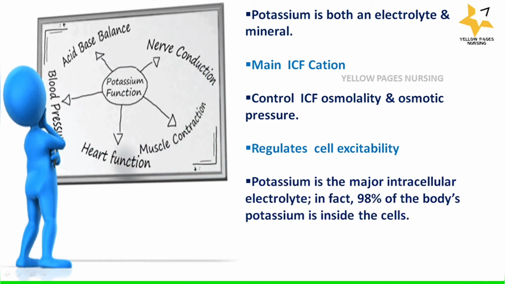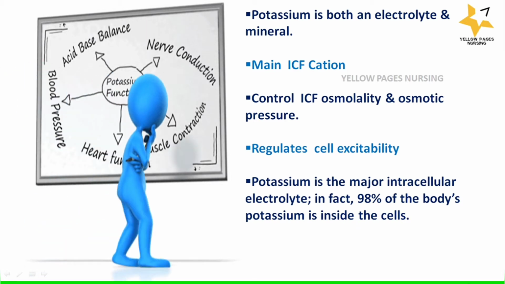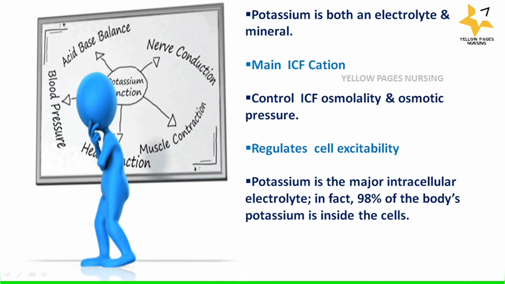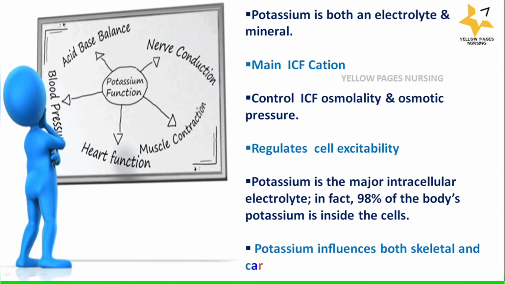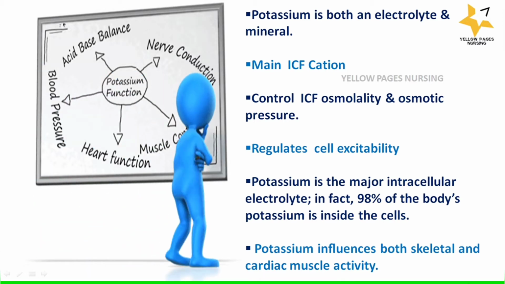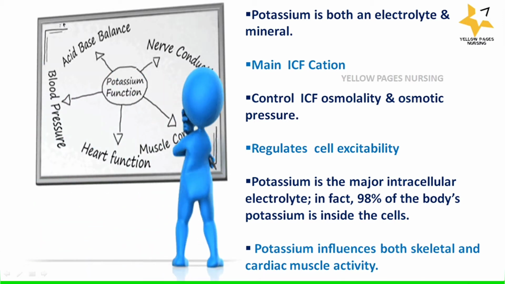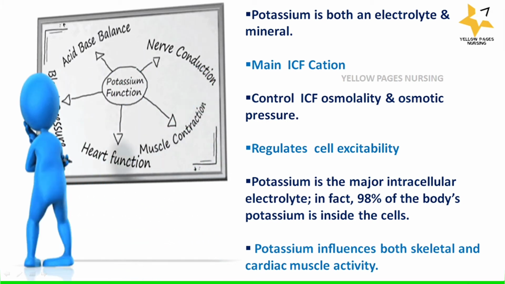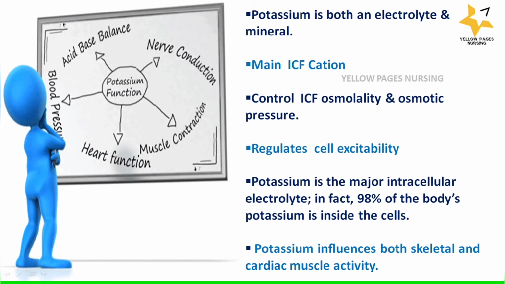In fact, 98% of the body's potassium is found inside the cells, and the only remaining 2% is found in the extracellular fluid. Potassium also helps in influencing skeletal and cardiac muscle activity. Other functions of potassium include maintaining acid-base balance, conduction of nerve impulse, helping in muscle coordination, and maintaining blood pressure.